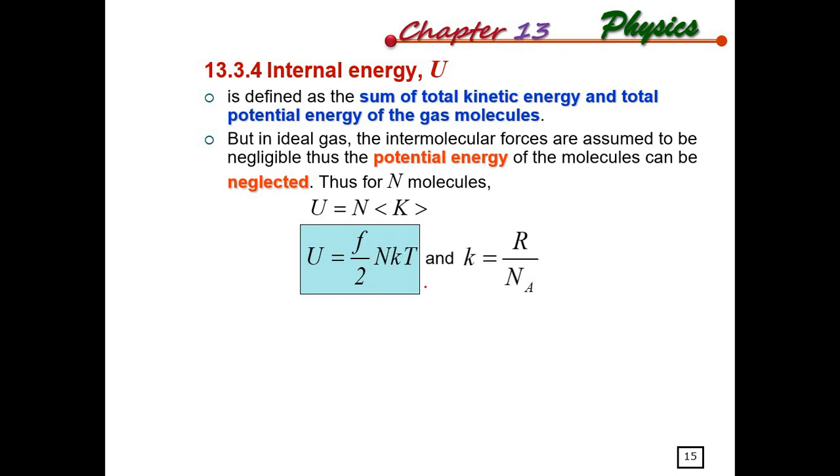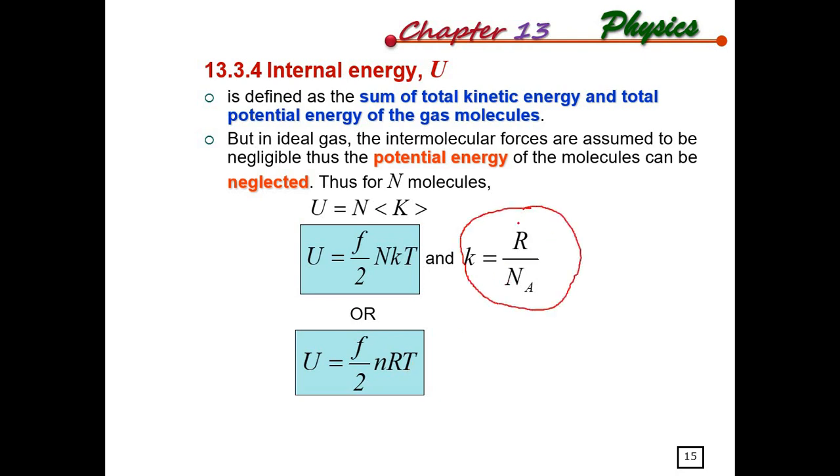Now we can have the equation U equals f/2 nRT, since we know that k, the Boltzmann constant, equals the molar gas constant R over Avogadro's number. Then we get this equation where U equals f over 2 nRT. So we know that U is the internal energy of the gas.